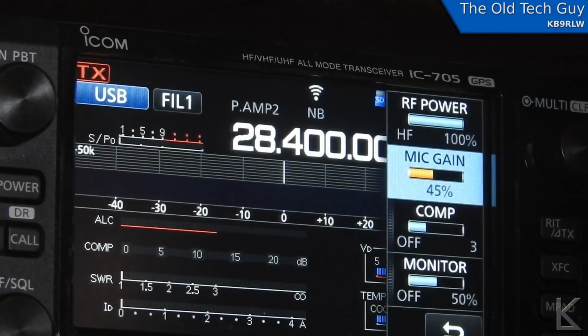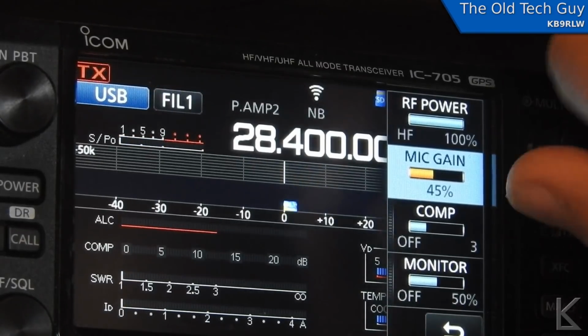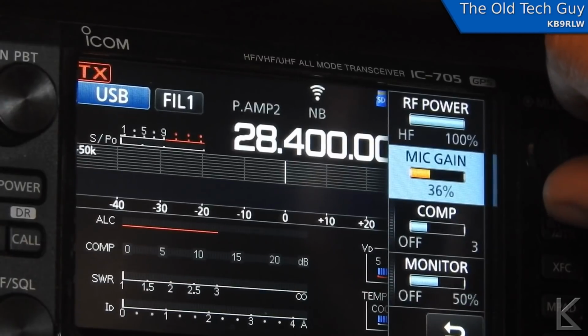So I've got my mic gain at 45%, and now I'll transmit. KB9 RLW. I'm still a little bit hot. See, I'm still hanging out there at the top. 1, 2, 3. Yeah, I'm still a little too high. Let's back that down. Let's try 35%.